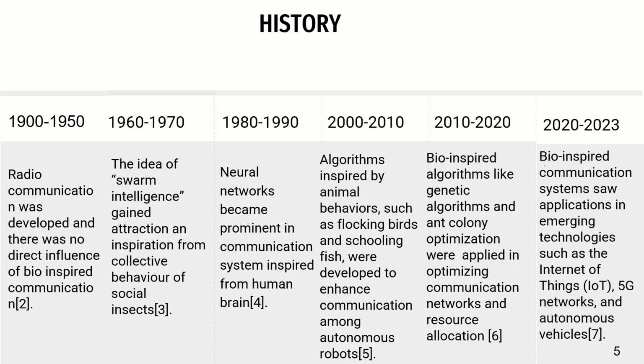2000 to 2010, algorithms inspired by animal behaviors such as flocking birds and schooling fish were developed to enhance communication among autonomous robots. From 2010 to 2020, bio-inspired algorithms like genetic algorithm and ant colony optimization were applied in optimizing communication networks and resource allocation. 2020 to 2023, bio-inspired communication systems saw application in emerging technologies such as the Internet of Things, 5G networks, and autonomous vehicles.